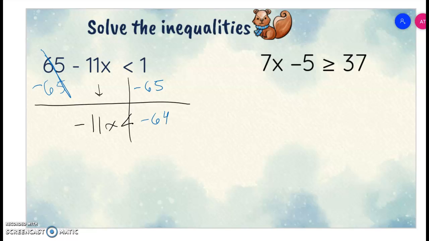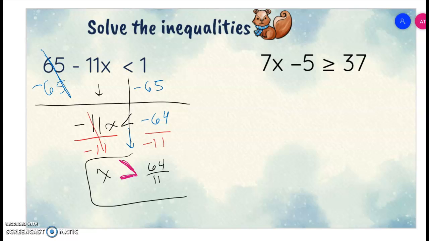So now I'm going to divide both sides by a negative 11. These will cancel. And since I divided by a negative, guess what's going to happen to the inequality sign? It's going to flip the other way. Now it's going to be greater than. Negative divided by negative is a positive. So I can't take 64 and plug 11 into it. So I'm going to leave it as is. And there's my final answer.